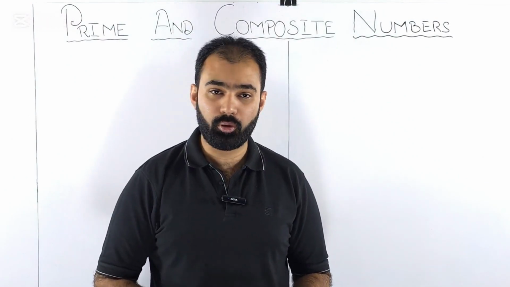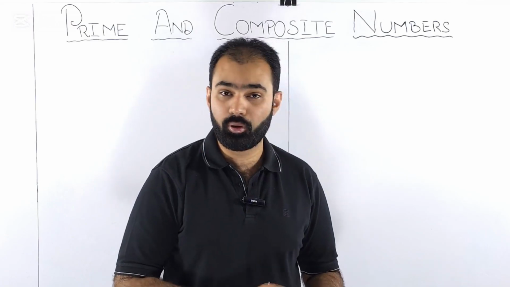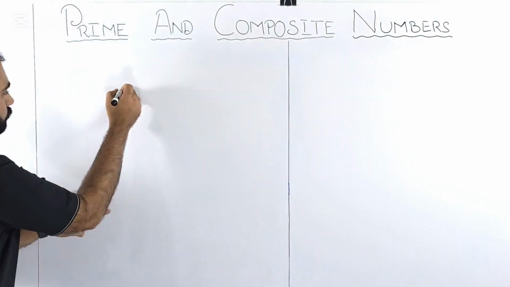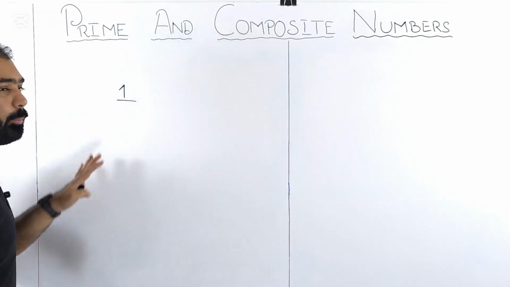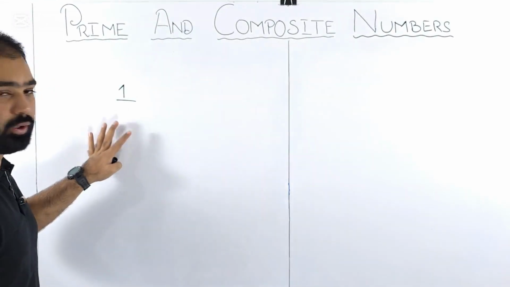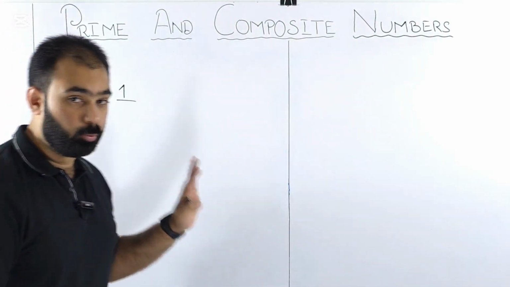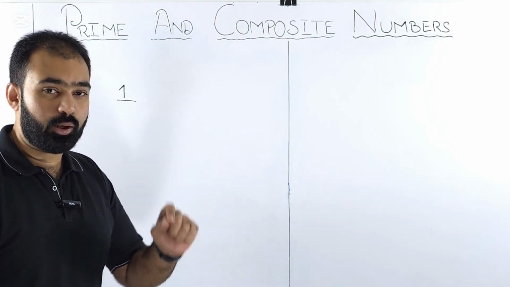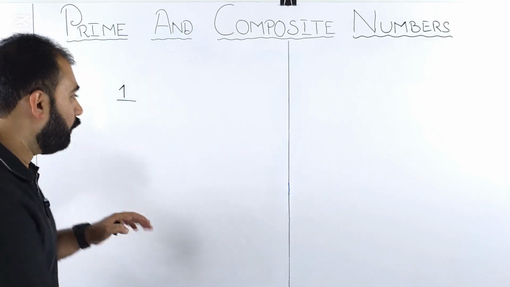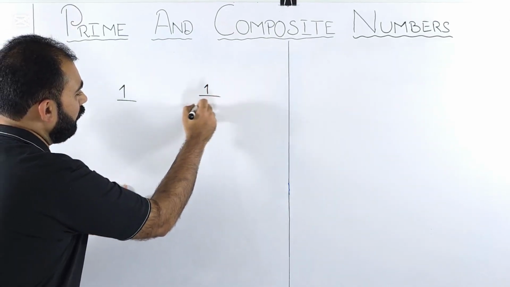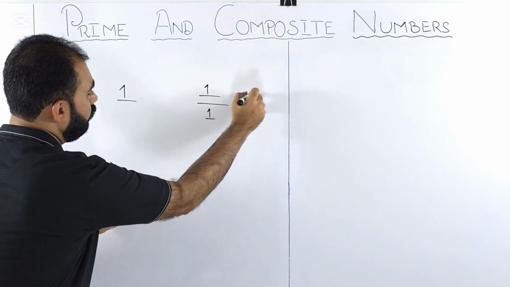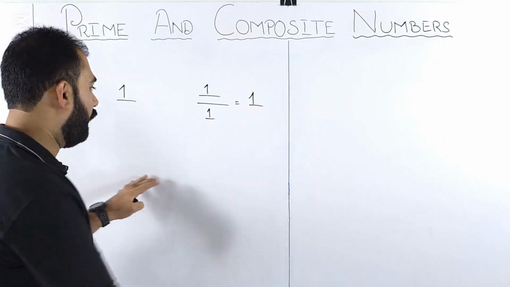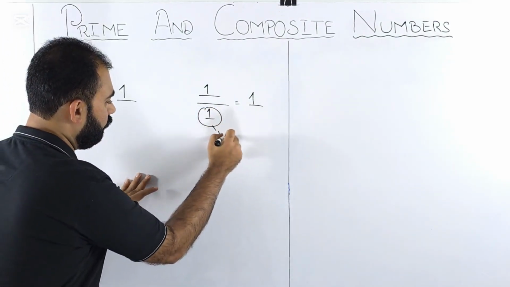Now let's talk about 1 and 0. Is 1 a prime or a composite number? Is 0 a prime or a composite number? Let's test them individually. Let's say 1. In order to be a prime number, it should have exactly two different factors, 1 and itself, which means it should be completely divisible by 1 and itself. Now 1 divided by 1 gives us a whole number, and we can say that 1 is a factor of 1. This is a factor.